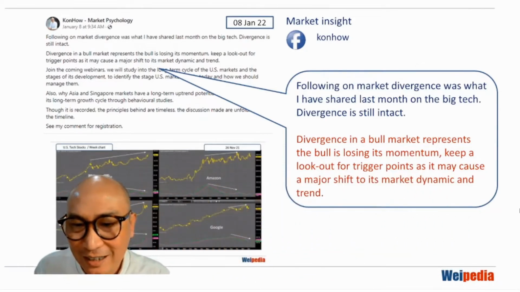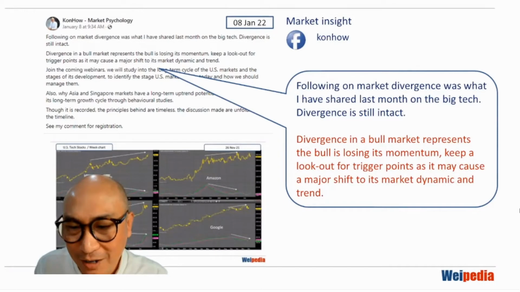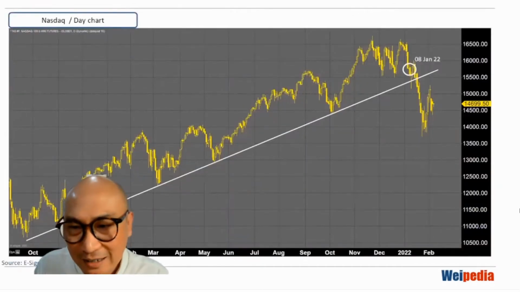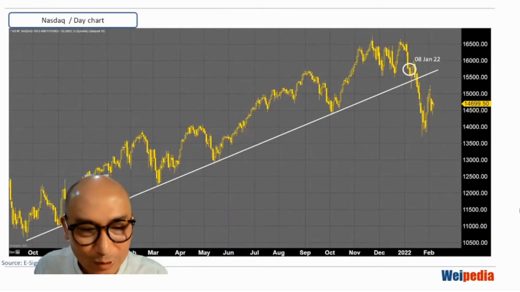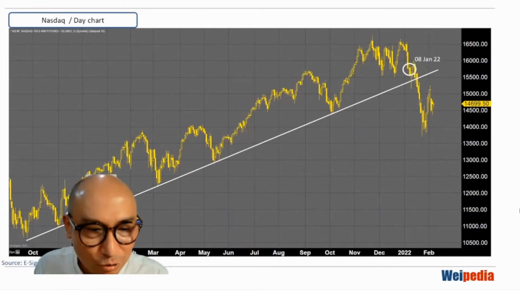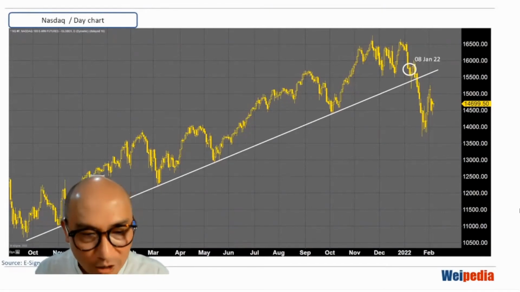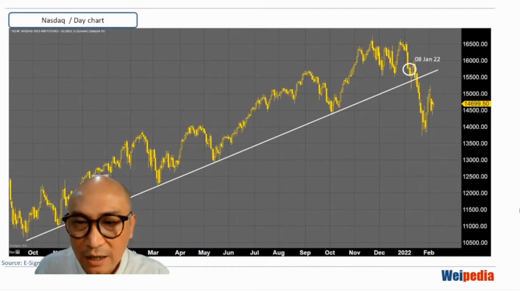I mentioned that divergence in a bull market, in this case, represents that the bull is losing its momentum. So keep a lookout for trigger points as it may cause a major shift to its market dynamic and trend. Earlier, we mentioned the NASDAQ on 8th of Jan. That's clue 1, this is clue 2, and clue number 3 is that it broke this trend line. So the next, this month, February, March, we got to watch it very closely.